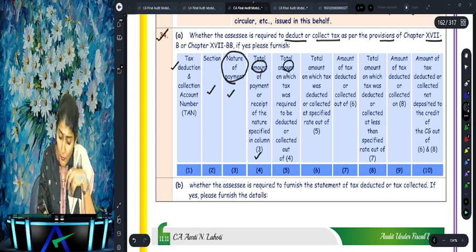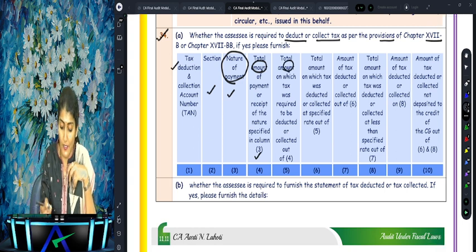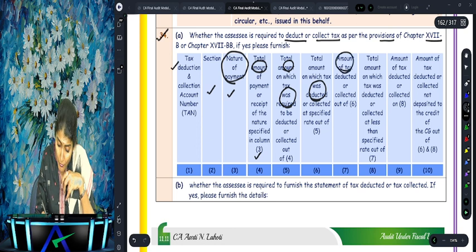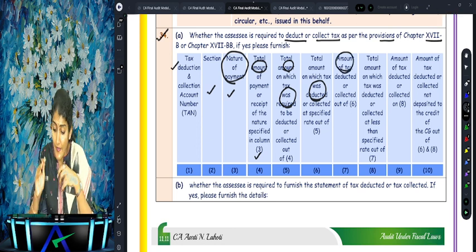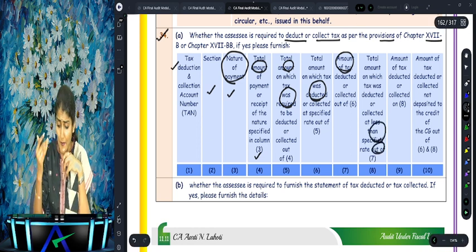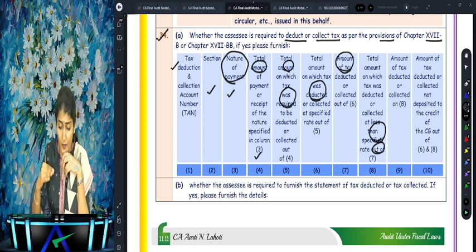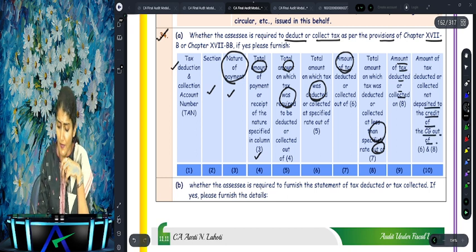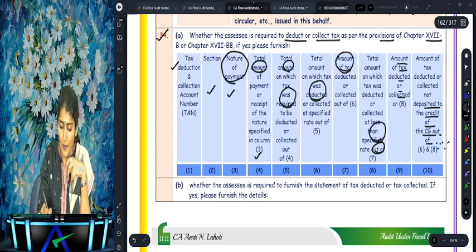Then the total amount on which tax was deducted or collected, so on what it was required to be deducted, on what it has been deducted or collected, then the amount of the tax deducted or collected, then the amount of tax deducted or collected at a rate lower than the rate specified, then the amount of the tax deducted or collected, and also whether it has been deposited to the credit of the central government before the due date. Those few words are missing over there.